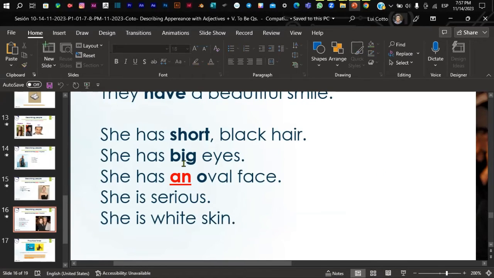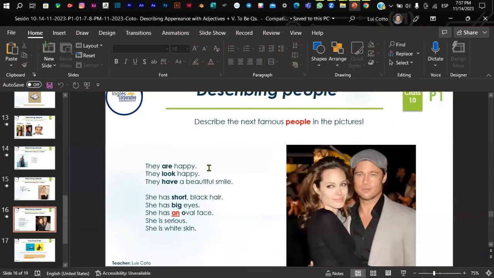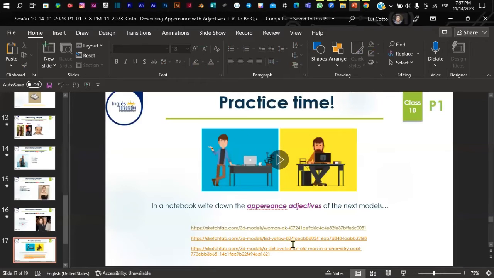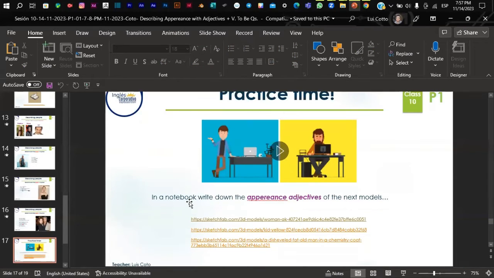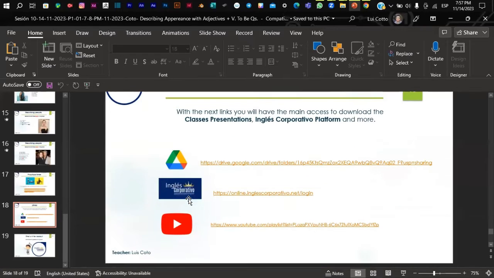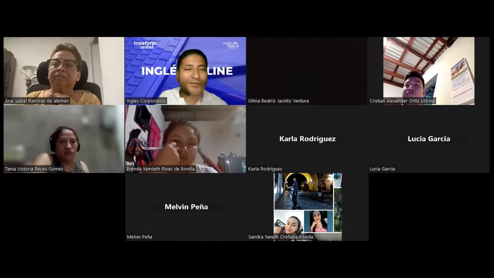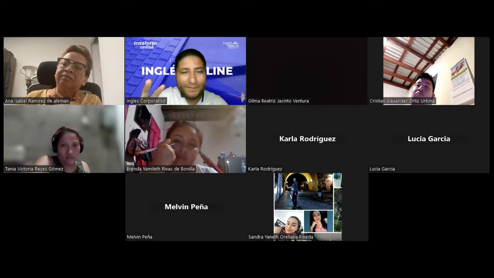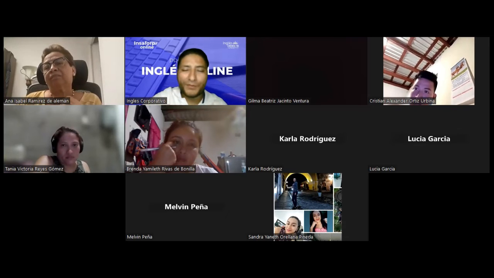Okay, guys. This is the homework that you have to do with the 3D models in the links, okay? To practice about describing appearance. Okay, guys, we are going to stop in this part because there is no more content. It was about describing people with adjectives appearance.